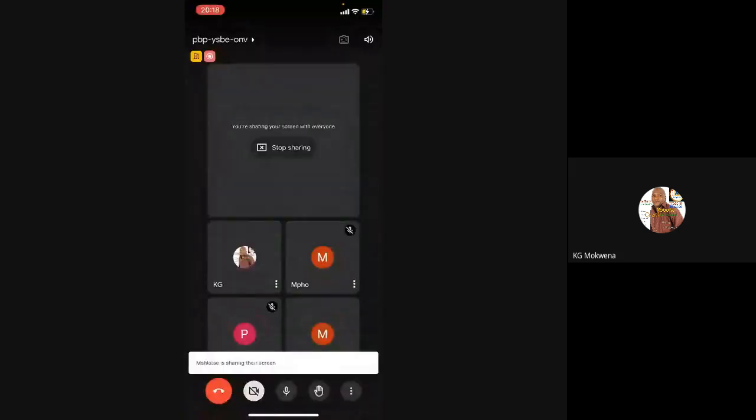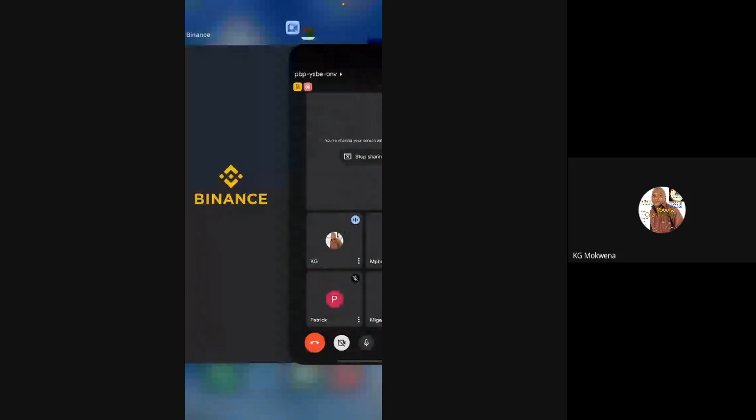So now let's go to the menu button. You are now inside your Binance and we can see the summary. Yes, the total balance there, 0.303867 BTC.